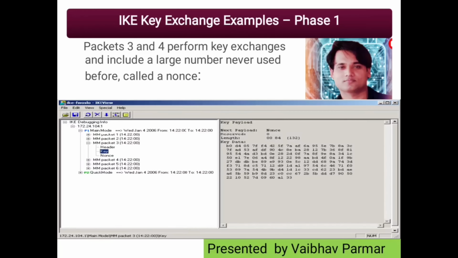Packet 3 and 4 perform key exchange and include a large number never used before, which we call nonce. As shown, the value of the key is a very huge number, so packets 3 and 4 are never used when you do the troubleshooting, and the number shown as a key payload always gets changed.